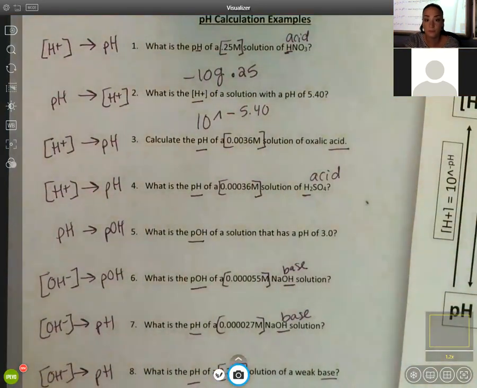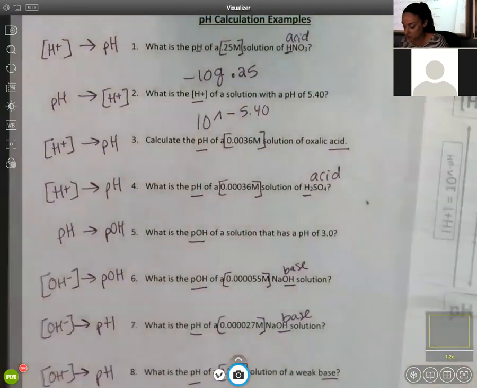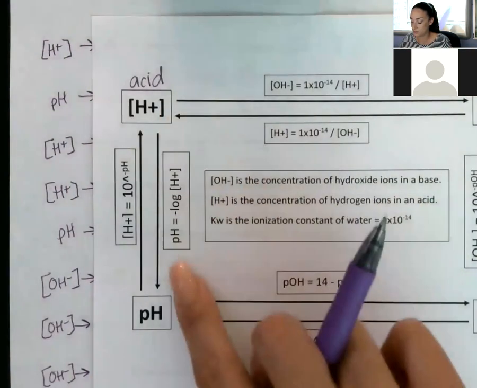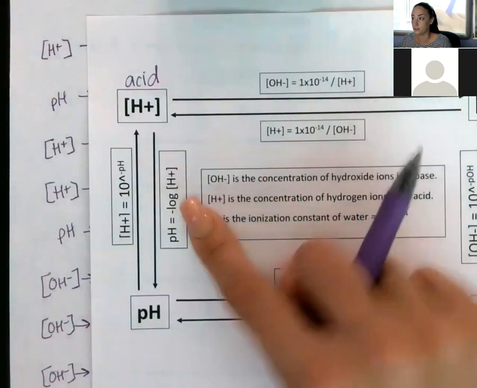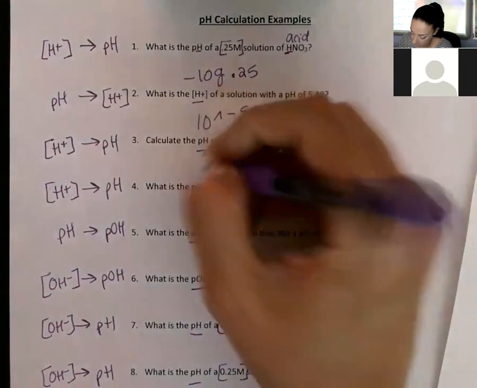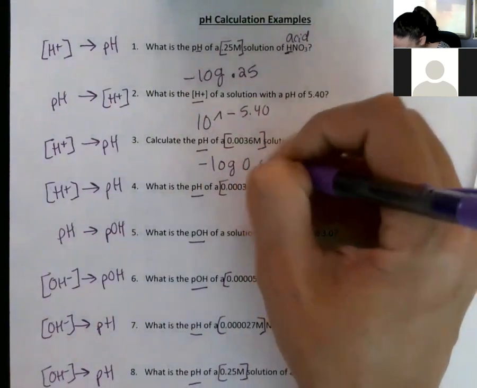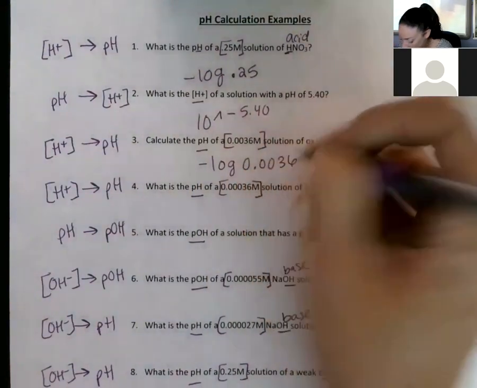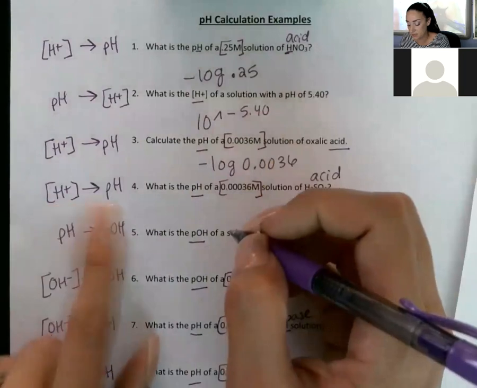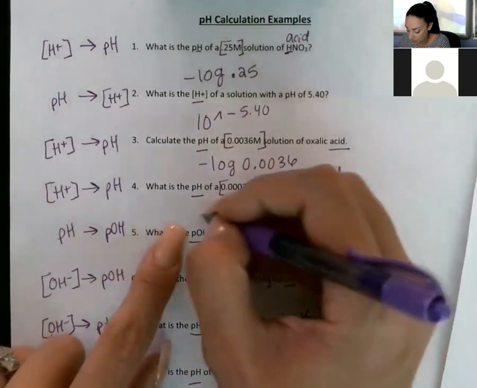On number 3, we are going from H to pH. So again, we're traveling down. We're going to use the negative log. And then it's of the concentration that they gave you. On number 4, we're doing the same thing, right? So again, it's going to be the negative log.